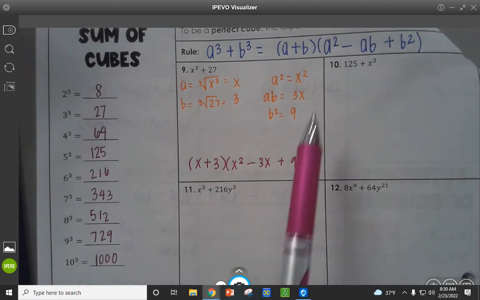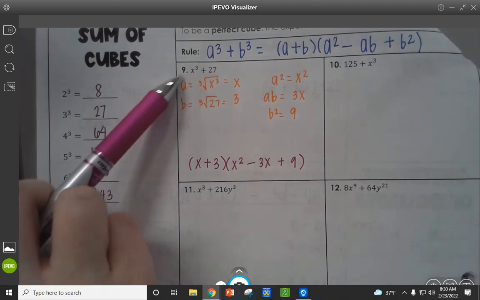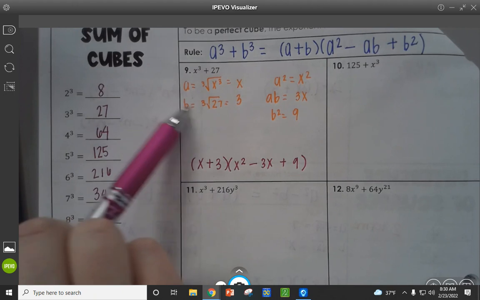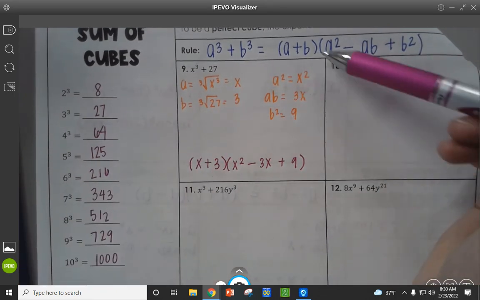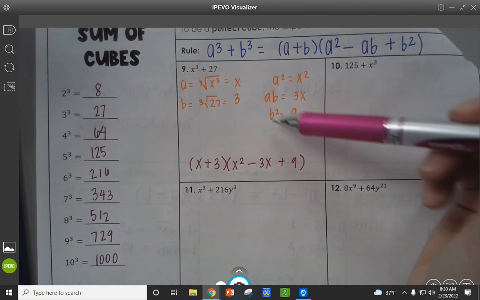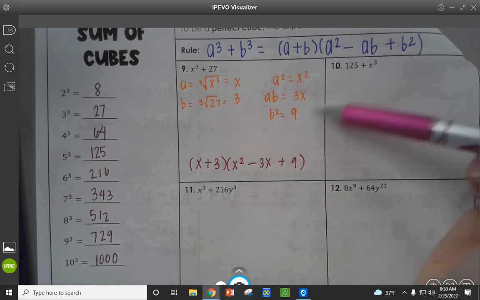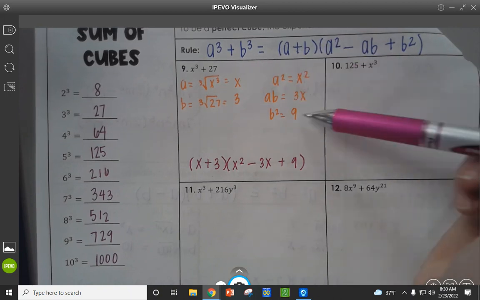When you're working these problems out, I definitely want to see this work. I want to see your A and B. If you can do this part in your head, I'm okay with that. But at least starting out, you probably want to write this out.